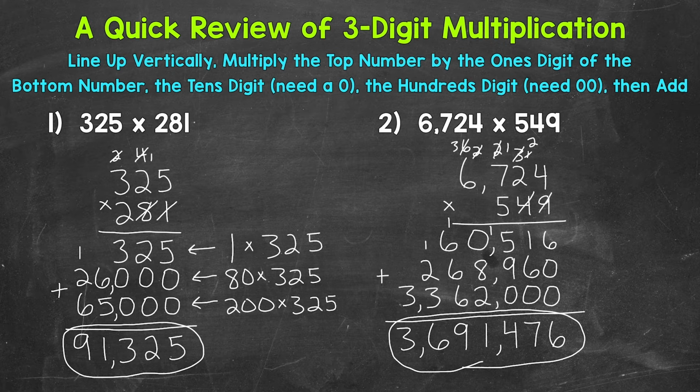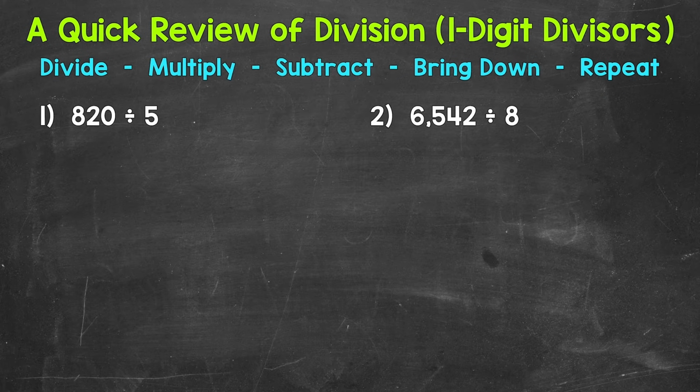Let's move on to division. Here are our first examples for division. We will take a look at dividing by one-digit numbers and then take a look at dividing by two-digit numbers. We'll start with dividing by one-digit numbers. Let's jump into number 1, where we have 820 divided by 5. Now, the first thing that we're going to do, we're going to rewrite this problem.